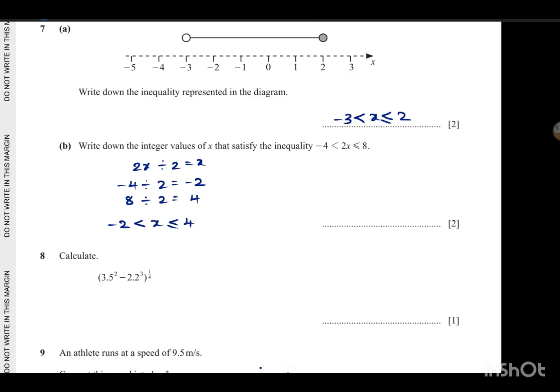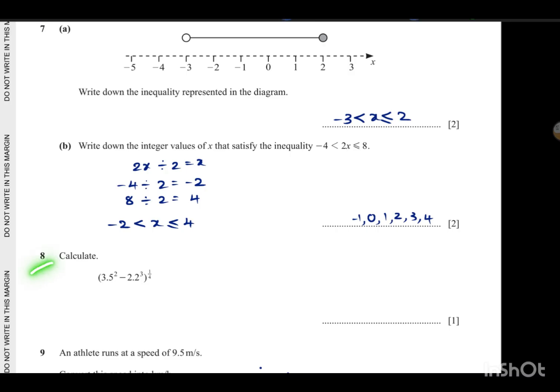So write down the integer values. Write down all the values: minus 2, minus 1, 0, 1, 2. No, minus 2 is not included because it is less than. Then minus 1, 0, 1, 2, 3, 4. So these are the values of x in this given range.